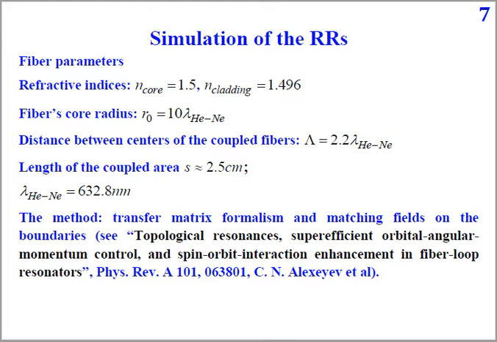For simulation, we take the following values of the main parameters. You can see them on the slide. Also, it should be noted that the method we used is transfer matrix formulas and matching fields on the boundaries. You can see our paper, Topological resonances, super efficient orbital angular momentum control and spin-orbit interaction enhancement in fiber loop resonators.